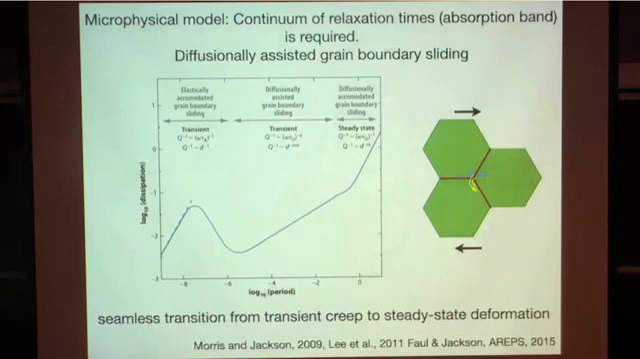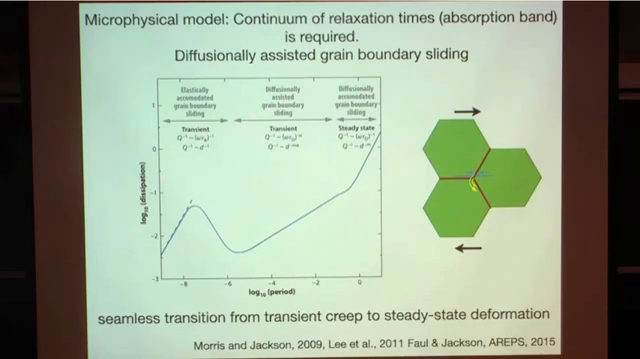So if I step through this, this is now a model. I can't go into the detail. Stephen Morris at Berkeley, actually, and co-workers, some of his students and postdocs, this is the absorption band for this mechanism here, diffusionally assisted grain boundary sliding, which gives you a very broad absorption band. And keeping in mind this absorption band, as a function of period, shifts around with temperature as well. Right? So this is at a fixed temperature over many orders of magnitude. That's the absorption band with this particular slope. Right? So that's the dissipation.